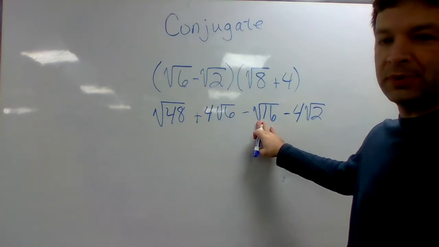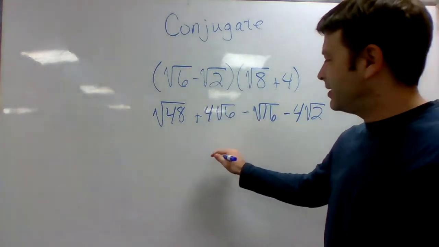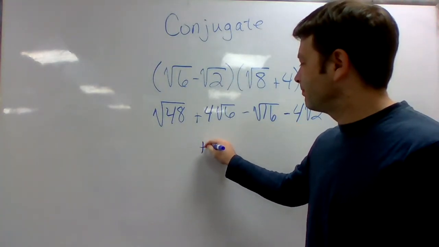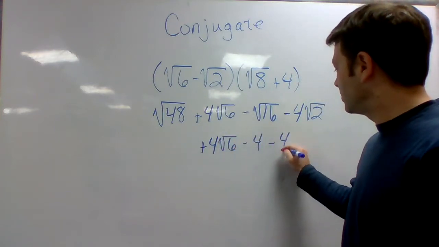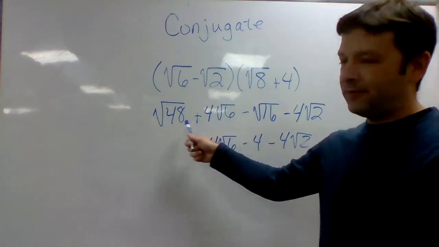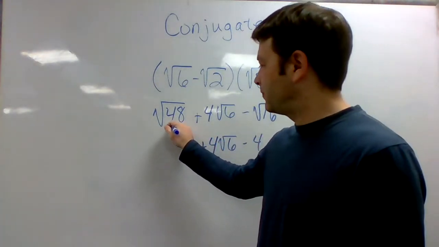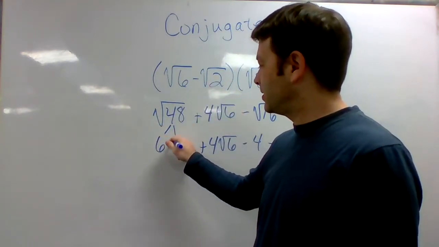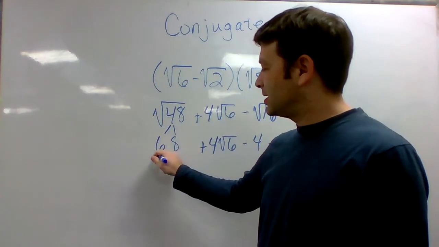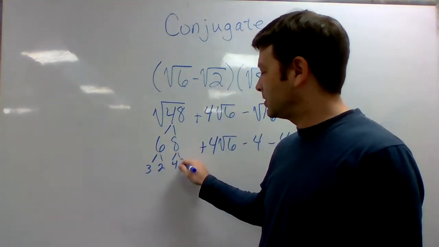What times itself equals 16? 4, yeah. So, I'll rewrite this with a 4 right there. Save 48 for last because it does simplify, so we need to do some work on it. What goes into 48? Well, 6 times 8. I know that. That's where it came from up here. 6 is 3 times 2. 8 is 4 times 2.